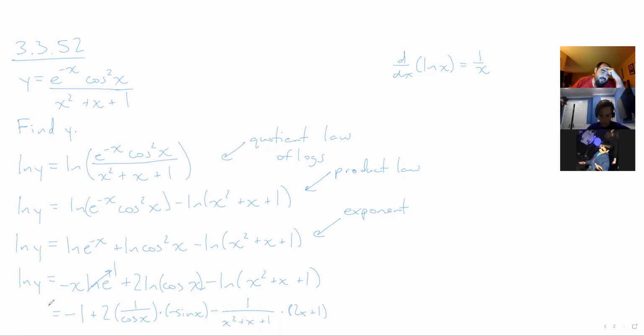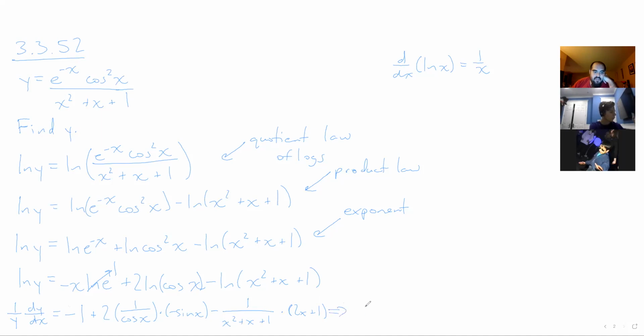Something we didn't do: we have to differentiate the left-hand side too. What do I get when I take the derivative of the natural log of y? It's not just 1 over y, it's 1 over y times dy/dx. This is what allows us to find this derivative.